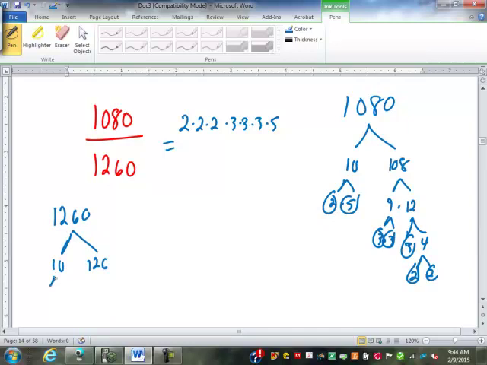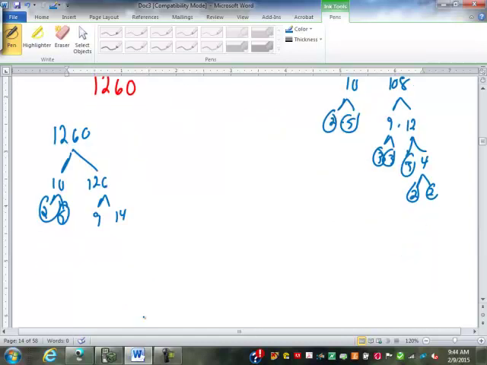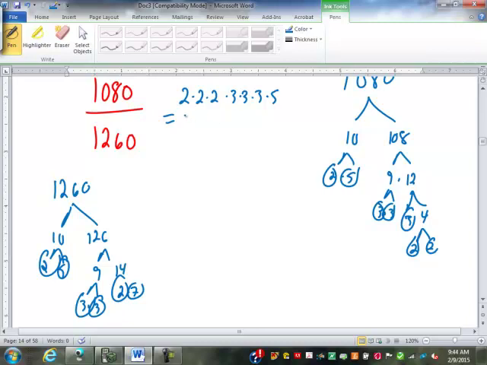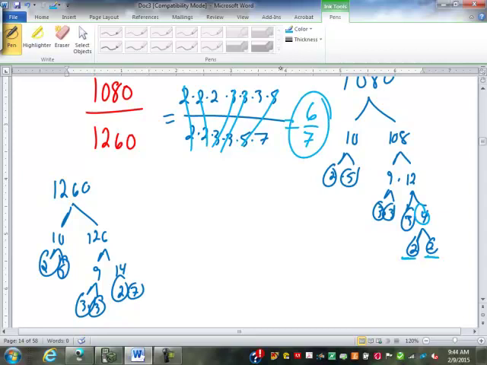So next, the 1260, do the same thing. 10 and 126, 2 and 5. 126 is 9 and 14, 3 and 3, 2 and 7. So I have 2, 2, 3, 3, 5, and 7. I cancel 2. The 4 was split into 2 2s, so the 4 is gone. And a 5, so I have a 2 and a 3, which is 6, and 7, so 6 over 7. So you can always do that.